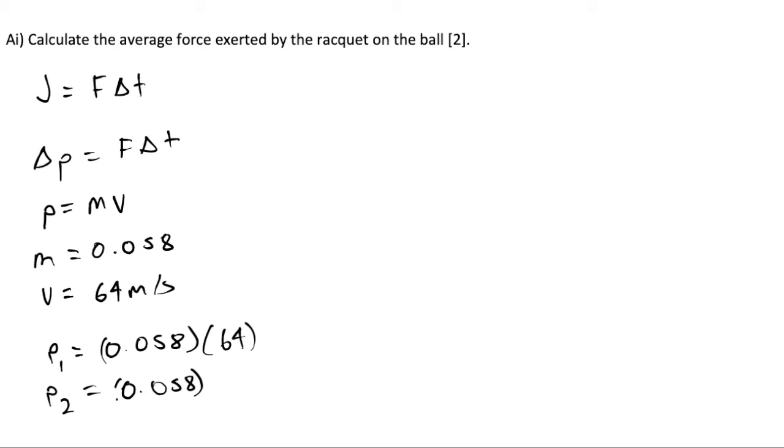This is actually the initial, so let me rewrite this to make it more clear. This is P final, this is P initial, and the velocity, as it says the ball was initially at rest, is 0. So when we solve this, we get P final minus P initial. Putting this into our calculator, 0.058 times 64, you get 3.712 minus 0, so that's the change in momentum.